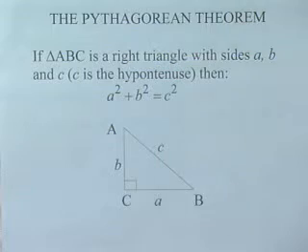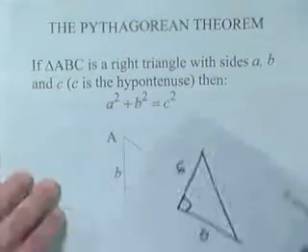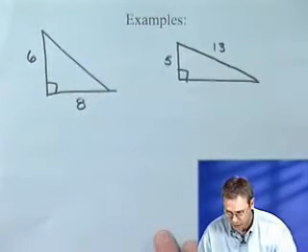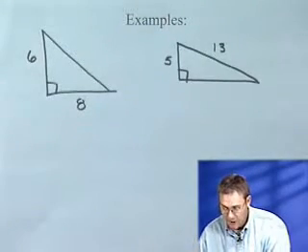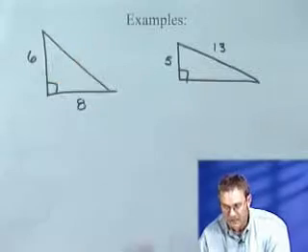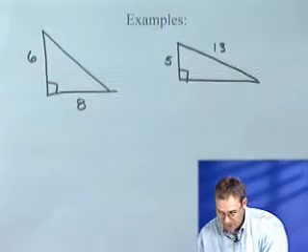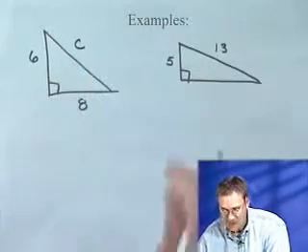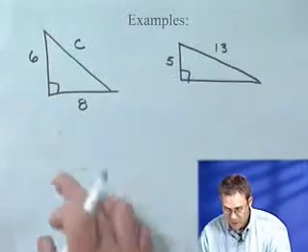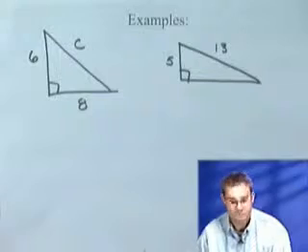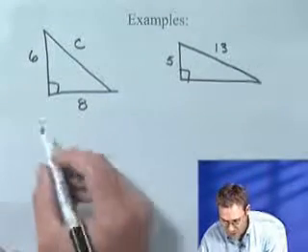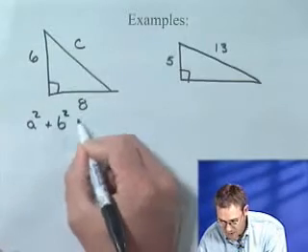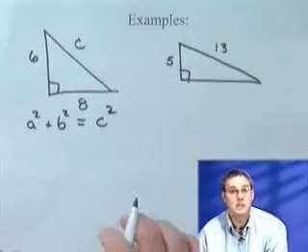Let's take a look at a couple examples that I have drawn up for you. Here are two right triangles. And what we have to figure out is the lengths of the missing sides. Okay, so we'll call this A, we'll call this B. Remember, the hypotenuse is always C. So in this case, we want to solve for C. Well, we know that A squared plus B squared is equal to C squared.